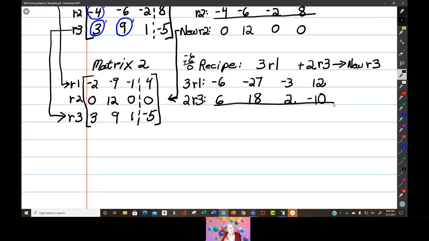All I have to do is add vertically. Negative 6 plus 6 is 0. Negative 27 plus 18 is negative 9. Negative 3 plus 2 is negative 1. And 12 plus negative 10 is the same thing as 12 minus 10, which is 2. And this is going to be my new row 3.